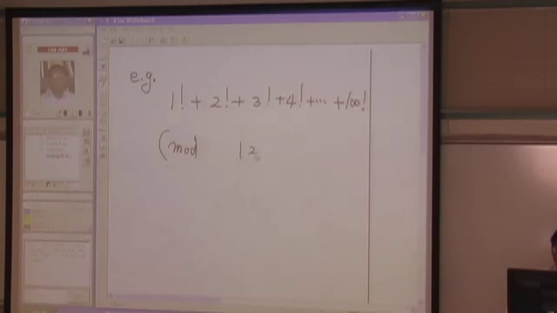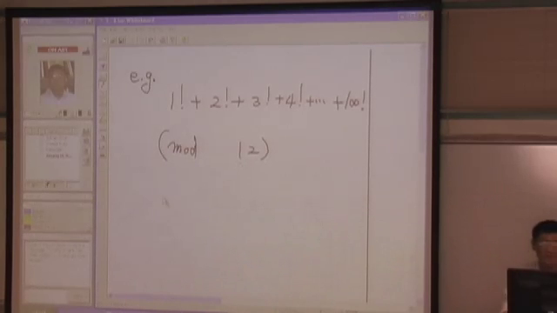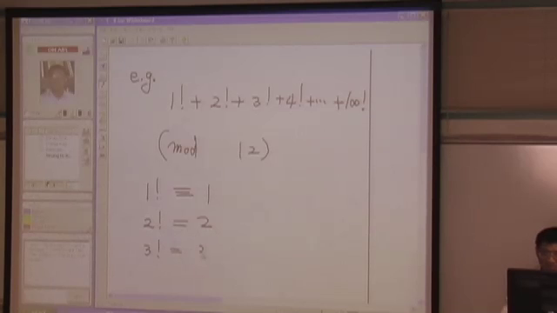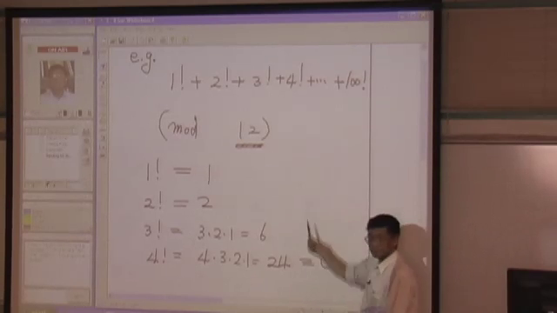Mod 12. So this is the question, mod 12. Let's examine each number. 1 is not very interesting, right? 1 is 1. 2 is 2. 3 factorial, 3 times 2 times 1, is 6. Not very interesting. 4 factorial equals 4 times 3 times 2 times 1, which is 24. Congruent to what? If you divide by 12, the remainder is 0. Suddenly we get a very interesting number. 0 and 1 are very nice numbers in number theory, right? So we get this.